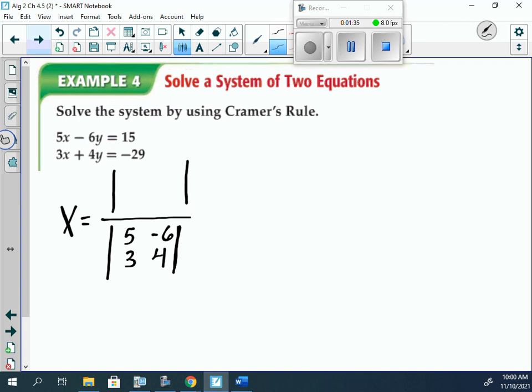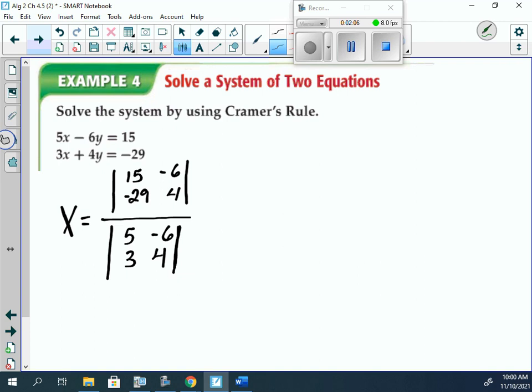because those are just the coefficients, the numbers in front of the variables. Now, since we're solving for x, in the top one, I wouldn't have the values of 5 and 3, the values of x. We're going to have what it's equal to in their place. So since the top equation is 15, it would go on top, and 29 would go on bottom. And we would keep the values of y. Questions on how we set up x?